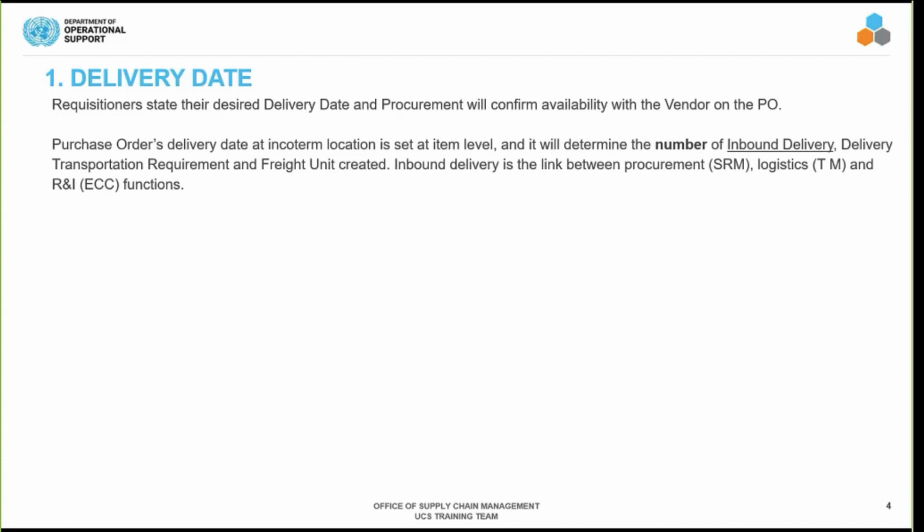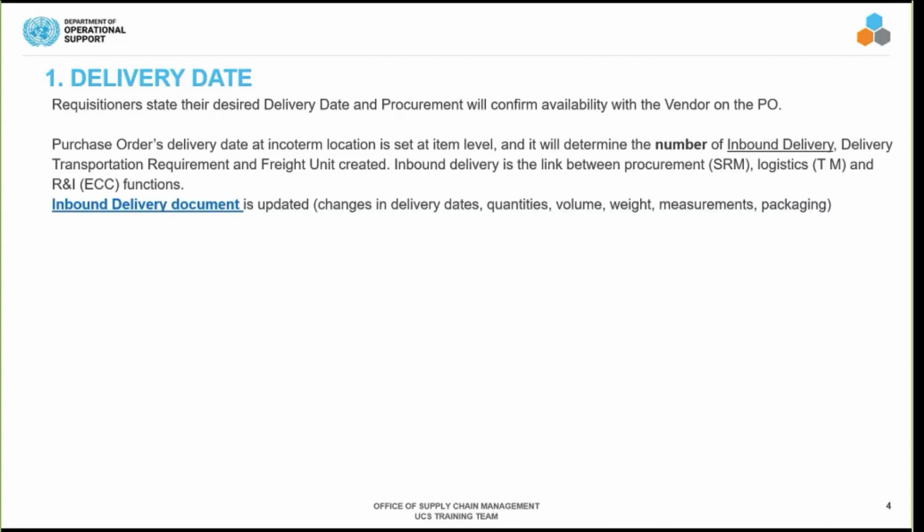and also other documents that you maybe are not familiar with yet, which are delivery transportation requirement and freight units. So depending on the delivery dates that a PO has, it will generate one or more than one inbound deliveries and other documents in TM called DTR, delivery transportation requirement, and freight units. Therefore, inbound delivery is the link between procurement, SRM, logistics, TM, transport management, and R&I functions that are done in ECC.